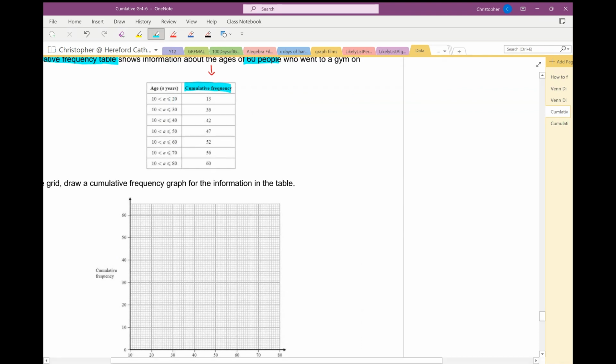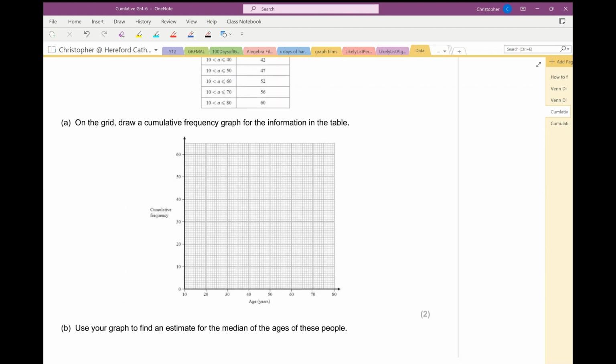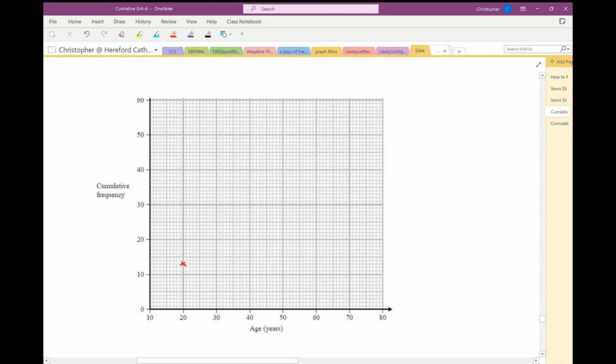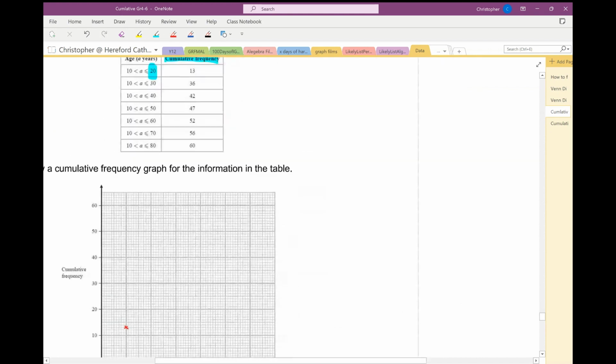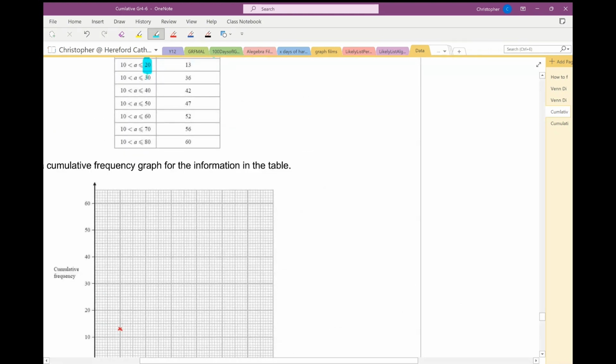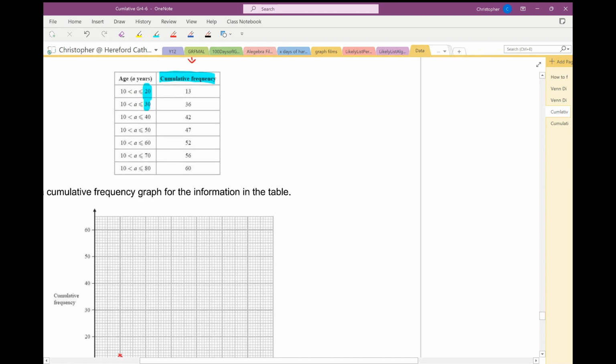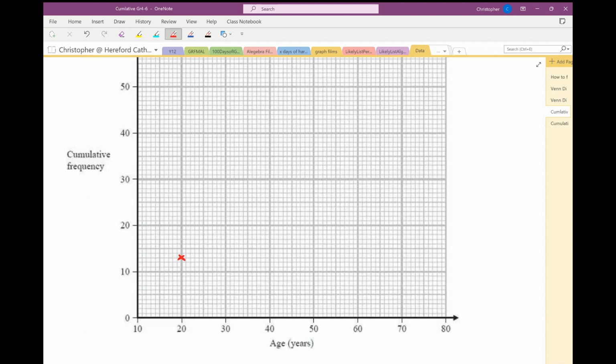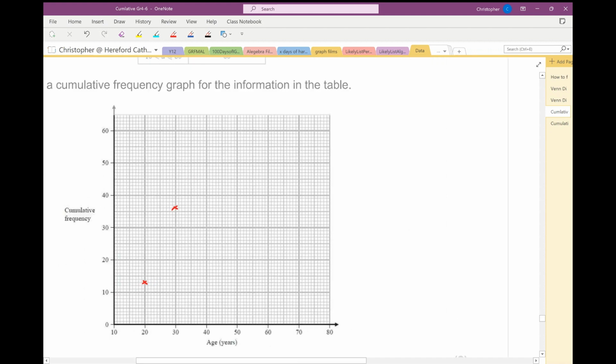Remember, you plot against the end of the class. So I'm going to take an age of 20 and plot that with a cumulative frequency of 13. Let me do one more and then we can pause and you don't have to watch me. Next one, an age of 30. I have 36 people less than 30. So 30, 36 people. There we are. It's a nice easy scale this time. So that's the second point.